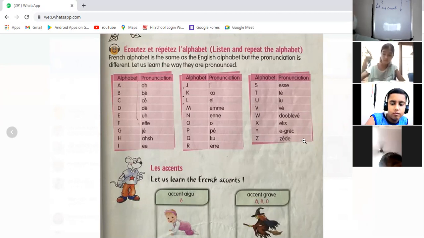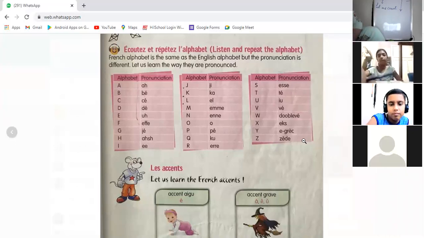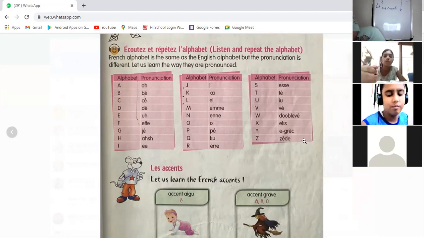Letter X is called eats. Y is called Y. And Z is called Z. Very nice. Now all of you, any confusion in any alphabet, any pronunciation, go through it once. Everybody go through all the letters once and try to pronounce.